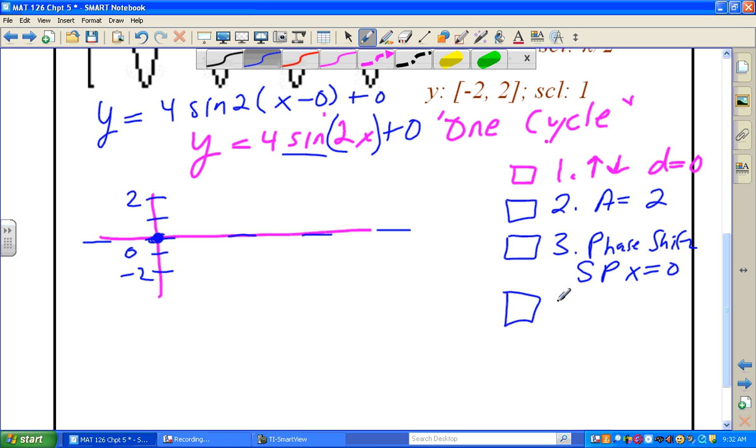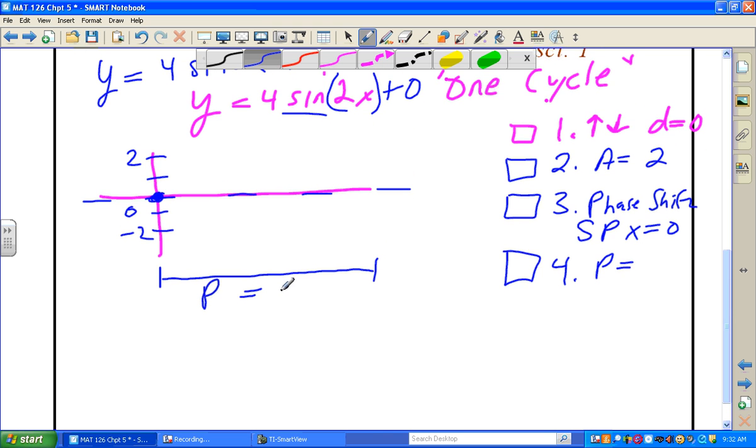Last thing, what is the length of one cycle? What does P equal? And that's what I put right here. What is the length of one cycle? I take 2 pi divided by what number? Right. 2 pi divided by 2, which gives me pi. So far, so good? Pi. Now, I need my 5 critical values. What's halfway between 0 and pi? Pi over 2. What's halfway between 0 and pi over 2?